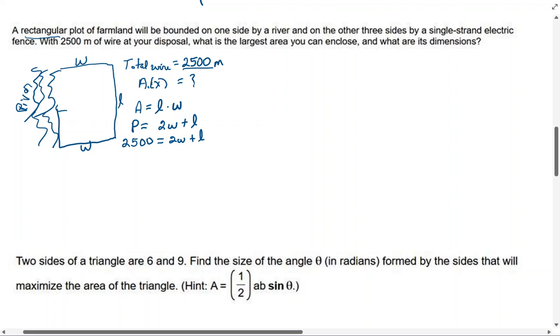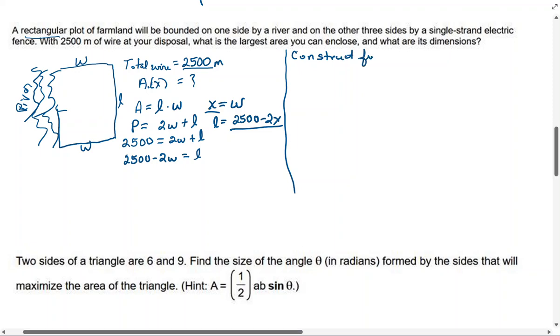So we're going to put everything in terms of the width. So I'm going to state that x is the width, and now I need what the length is. So I'm going to have 2,500 minus the two W's, or actually I should make it x, so that my length is going to be 2,500 minus 2x, because it's in terms of W. All right. So now we're going to construct our equation. And we know the area in terms of x is going to be x times 2,500 minus 2x. And we're going to clean it up.